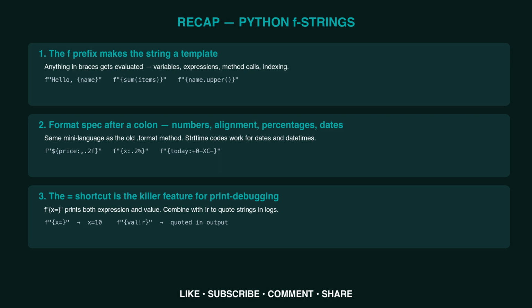Second, the format spec mini language lives after a colon. Comma for thousand separator, .2f for decimals, percent for percentage, strftime codes for dates. Same syntax as the old format method.